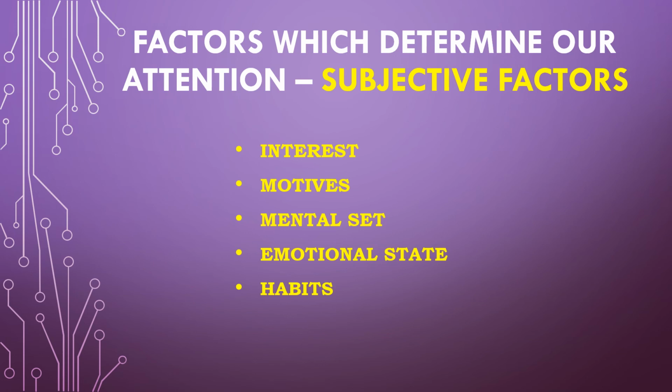Then habits. Our attention is diverted automatically towards the things to which we are habituated. For example, a smoker remembers smoking even if he is otherwise busy in some work. A person habituated to take food at a particular time remembers food at the correct time. The attention of a nurse is automatically diverted towards a serious patient. So these are the subjective factors which determine our attention.